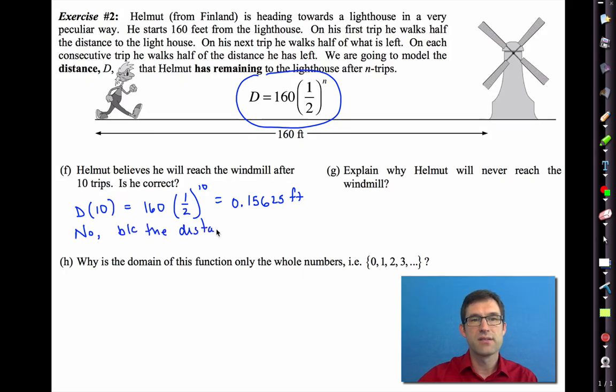because the distance doesn't equal 0. I mean, when he's at the windmill, he's going to be 0 feet away. Now he's close. He's 0.15625 feet away after 10 trips, but he's not there. In fact, he'll never get there, and that's the point of letter G. Explain why Helmut will never reach the windmill. Why will he never get there? Pause the video now and see how you can explain this.